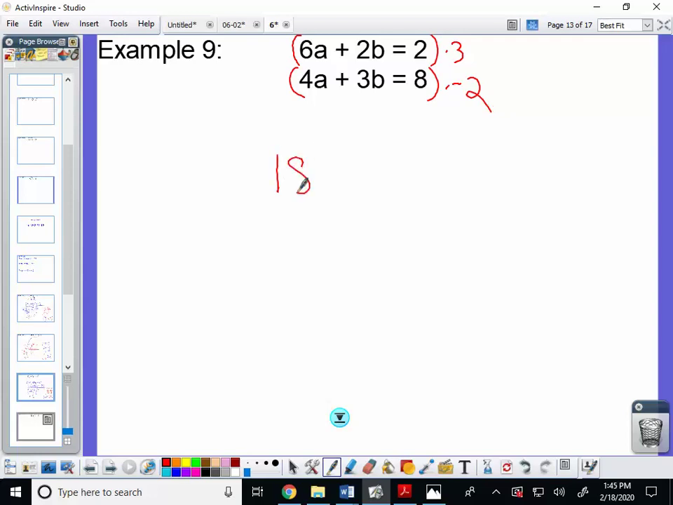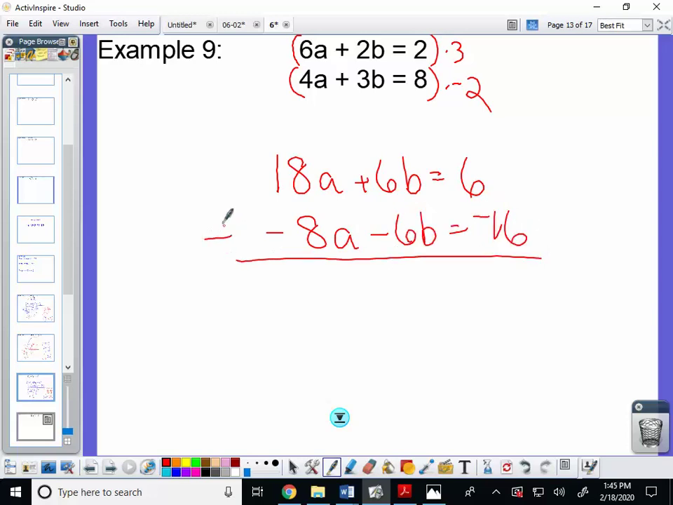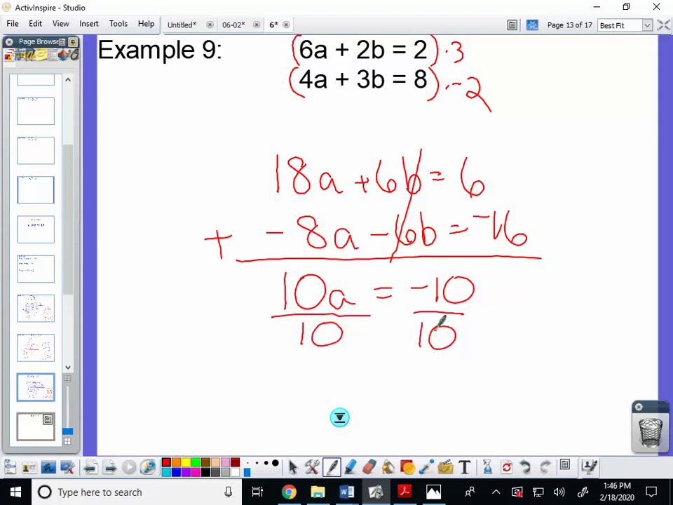I have 18a plus 6b equals 6. In the second equation, multiplying by negative 2, I have negative 8a minus 6b equals negative 16. Okay, so when I add the a's together, 18a plus a negative 8a, 10a. What's going to happen to these b's? They cancel. And 6 plus negative 16? Negative 10.